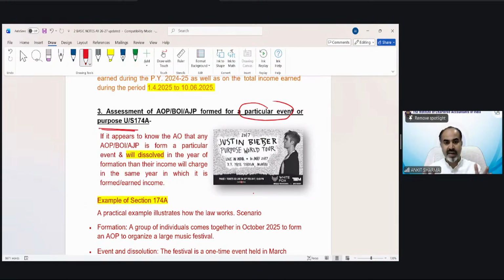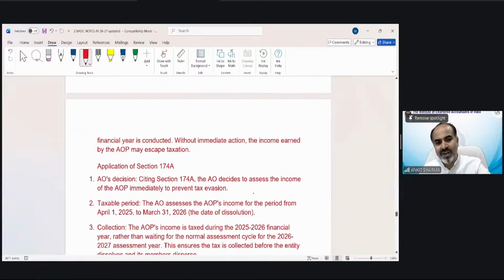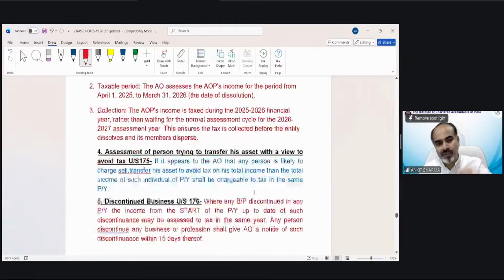So in this case, if any AOP, BOI, AJP is formed for a particular event and will dissolve in the year of formation, then their income will be charged in the same year in which it is formed or earned. Very interesting example has been given over here. It is a basic theoretical provision. You can go through it with the help of an example, and you will understand what exactly the meaning of this section is.